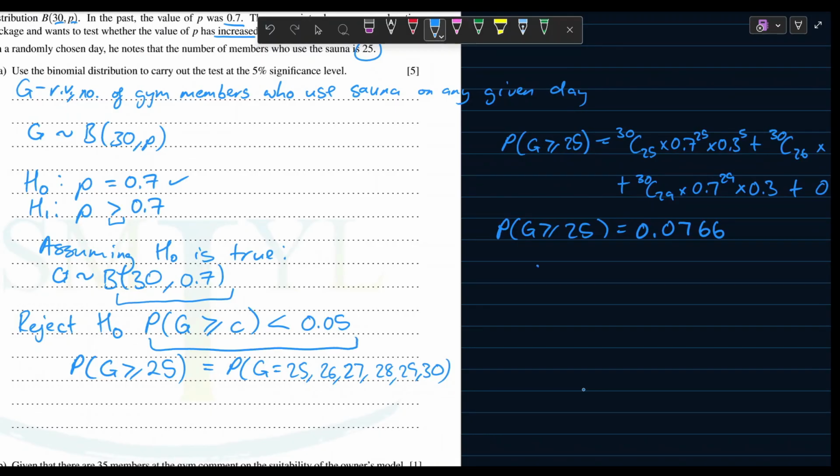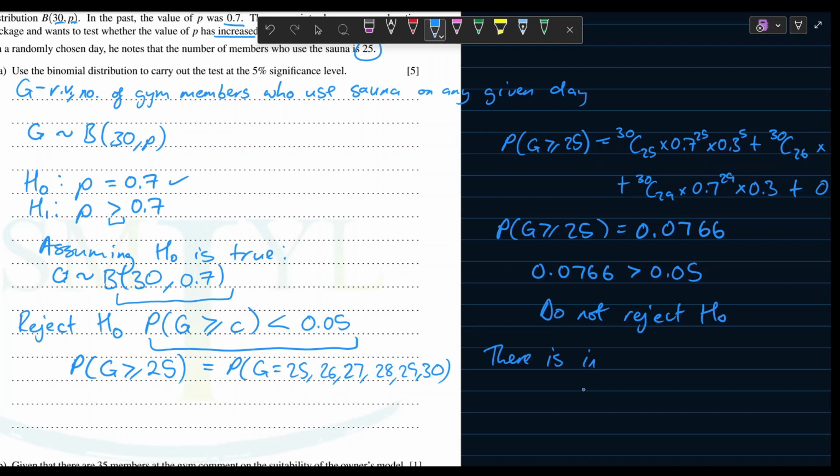Our probability is 0.0766. Is it greater or less than our significance level? It is greater than 0.05. So we're not in the rejection region. We are not going to reject H0. So do not reject H0. And we can conclude that there is insufficient evidence.